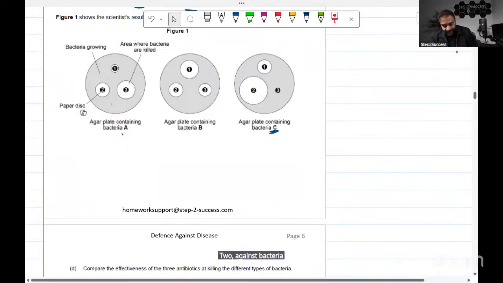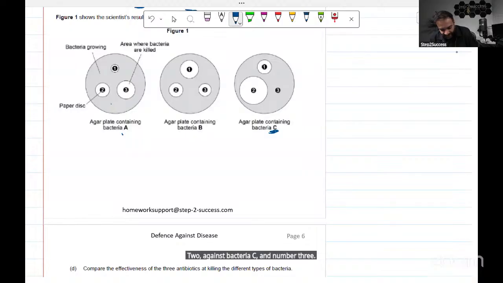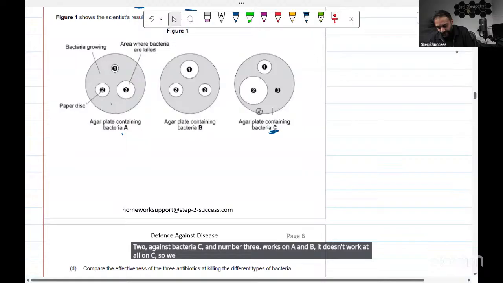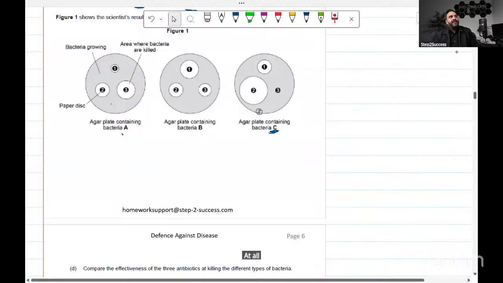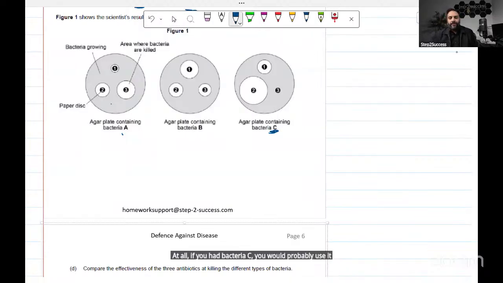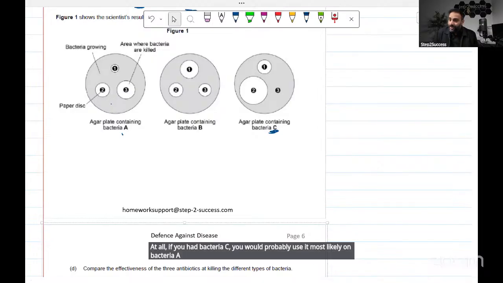And number three works on A and B. It doesn't work at all on C. So we would not use antibiotic three at all if you had bacteria C. You would probably use it most likely on bacteria A. So really, that's what you do. All the words I just said are the words that we use.